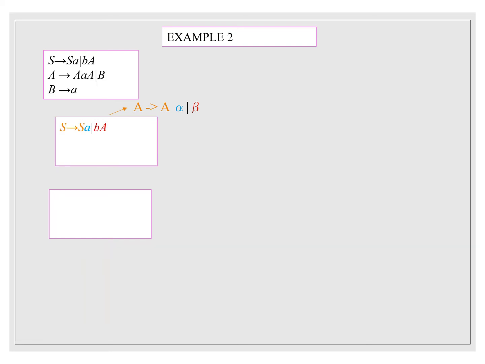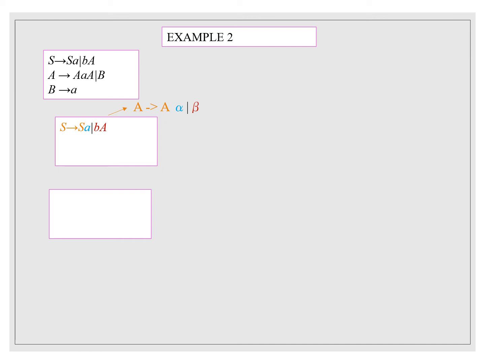Now one more example. S derives S A | small b, A derives A A | B, and B derives A small a. So let us consider the first one. S derives S A | B A. So this is of the form A derives A alpha | beta. What is A here? It is nothing but S, so the left hand side and right hand side have the same symbol. What is alpha? It is small a. What is beta here? Beta is equal to small b A.